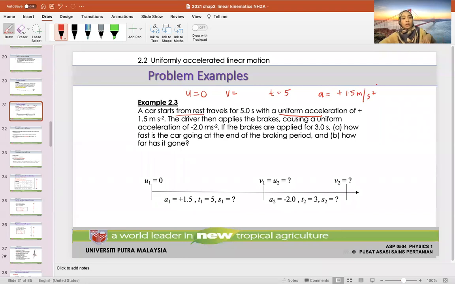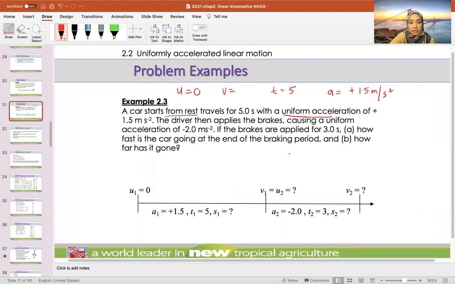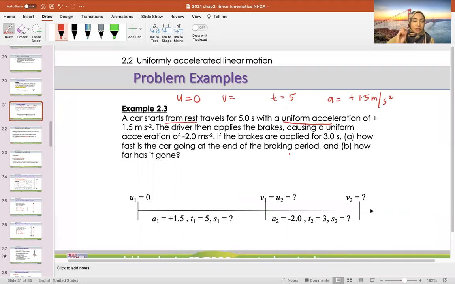So can anyone tell me what does a positive acceleration mean? What does it mean? Ingat lagi tak? The speed is increasing. The speed is increasing, betul. What if my velocity is negative but my acceleration is positive? What if my v is negative and my acceleration is positive? What happens to the speed? Is it increasing or decreasing?